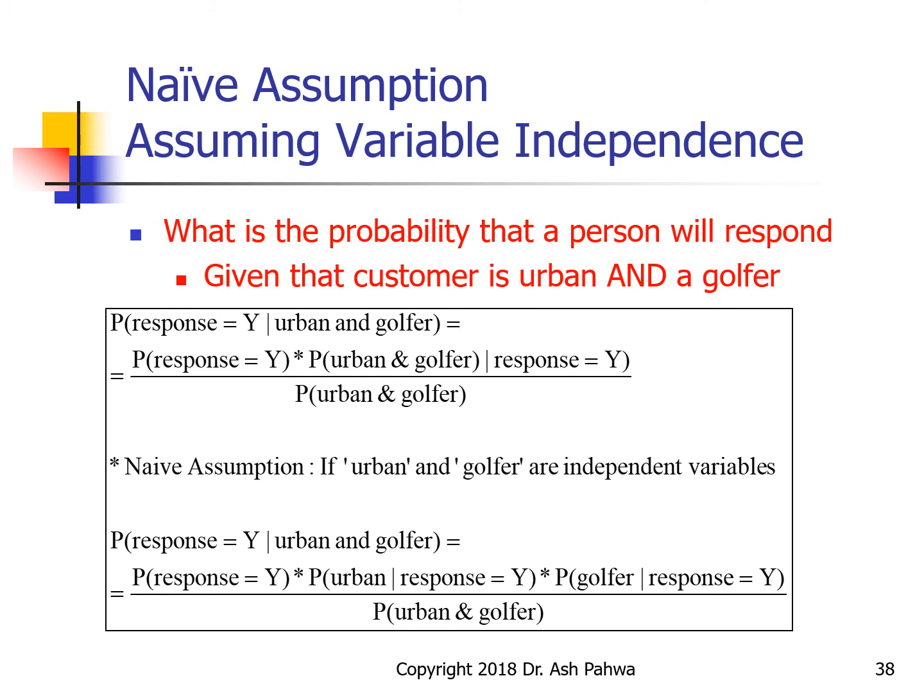So now, for example, if we want to compute the probability that a person will respond given that the customer is urban and a golfer, here we will assume that the customer being urban is independent of whether the customer is a golfer. It may not be true, but since we don't know that, we just make this assumption and make our mathematics very easy to solve the problem. By doing so, we usually get very good results, even if we know that the basic assumption is wrong. So that is why this method is called naive, because of the assumption.